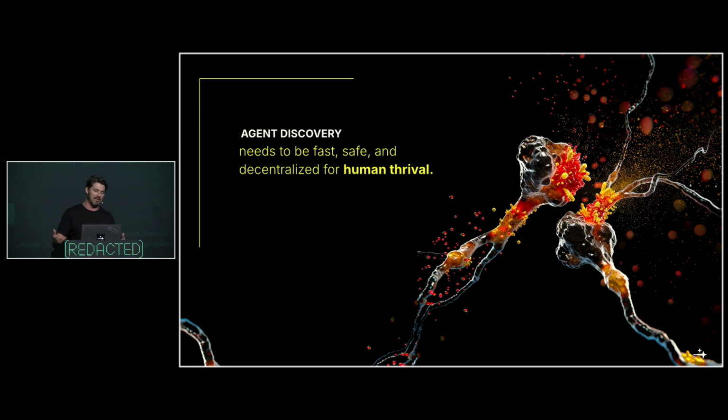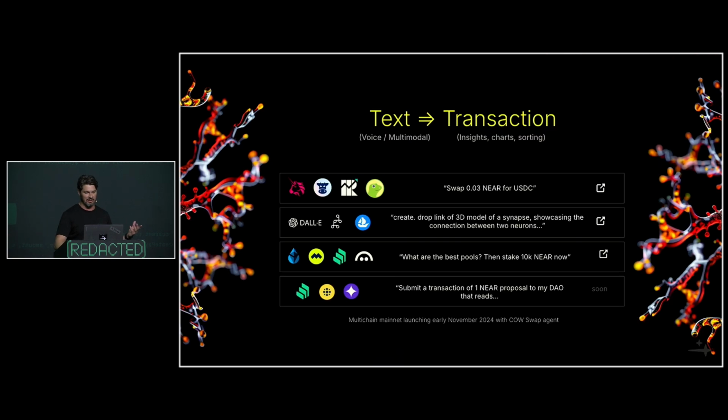Agent discovery needs to be fast, safe, and decentralized for human thrival. This is the key to anyone being able to build their own agents, load them up into a system, and then have a decentralized validator network pick which agent should be selected to run those transactions, and so on. So imagine every agent can be a smart contract. An agent can be just an API tacked on with some transaction tools. It can be a lot of things.